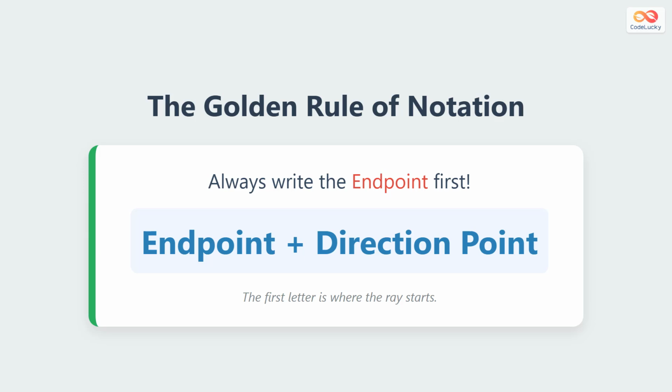When we write the name of a ray, there is one golden rule you must follow. Always write the endpoint first. The notation is always the start point letter followed by the direction point letter.